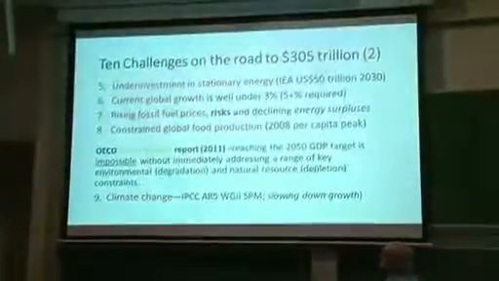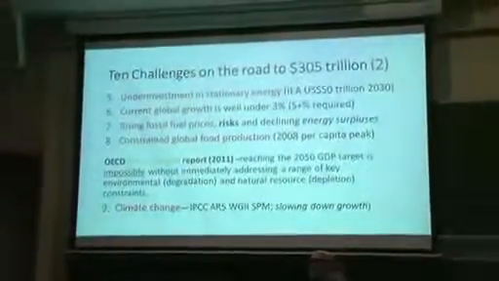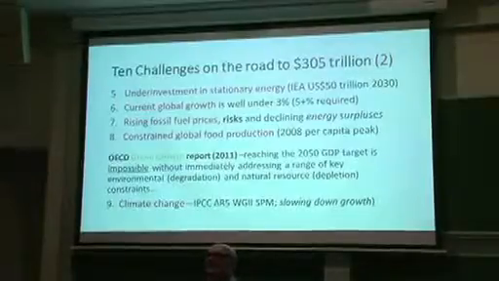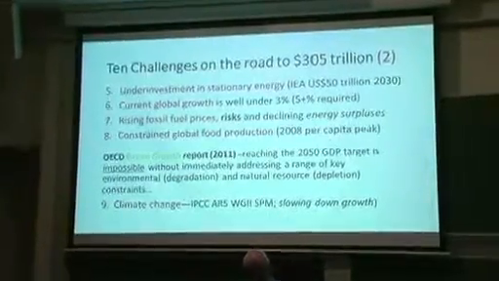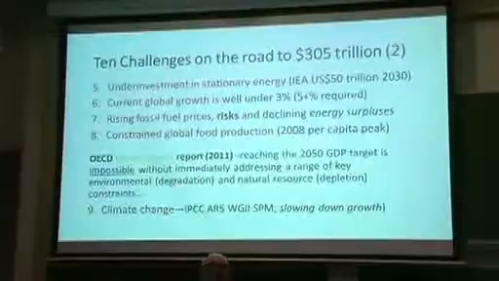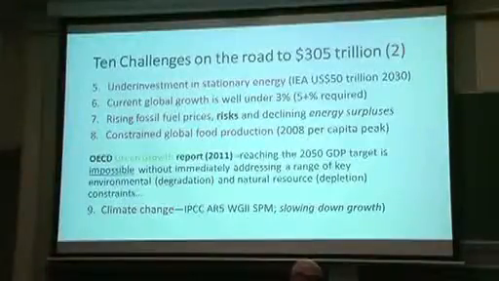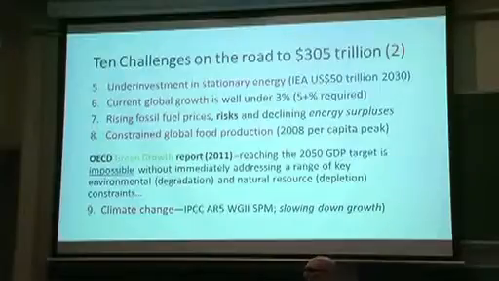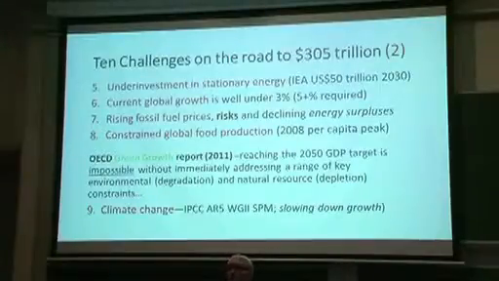The IEA estimates that globally, the underinvestment in stationary energy, so power stations, transmission, distribution, all of that, is about 50 trillion out to 2030. In Australia, I don't know if you remember, but Martin Ferguson, the previous energy minister, put out a number and said Australian level investment is about 240 billion to 2030.